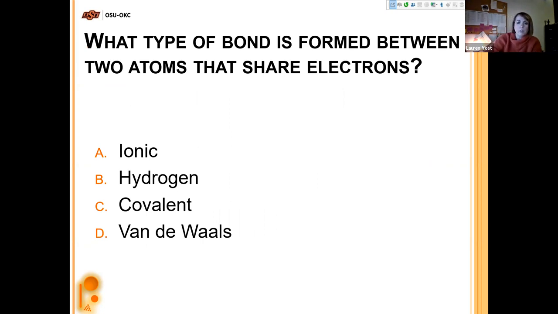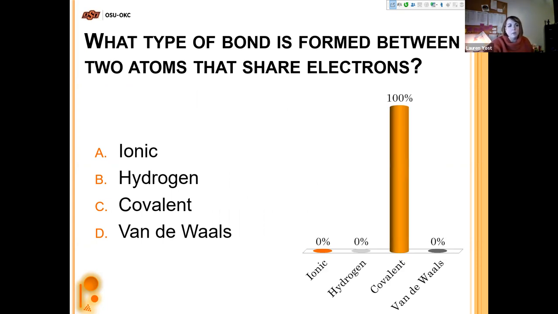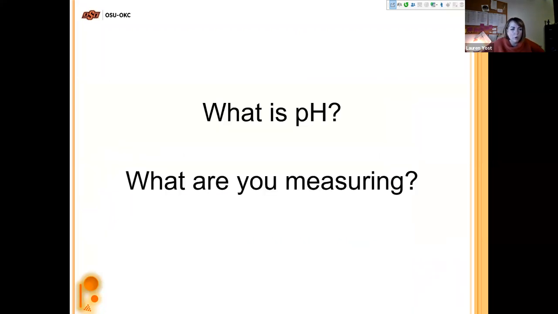So this question is going to ask, what type of bond is formed between two atoms that share electrons? And that's going to be talking about the covalent bonds, obviously, because those are the ones that share. Remember, ionic is donating. We're not exchanging any of that at all. And we didn't talk about van der Waals forces. So no worries there.